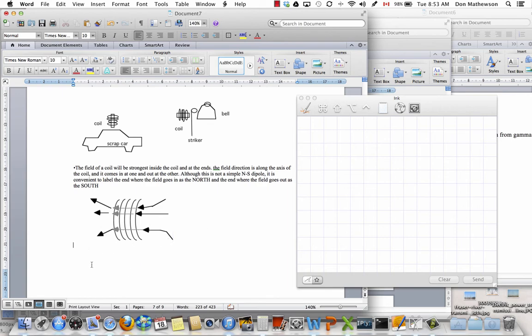So this reminds us quite a bit of a bar magnet, where we know the field lines come out of the north end and then go in at the south end. So this is going to be the south end of the electromagnet, and this is going to be the north end.